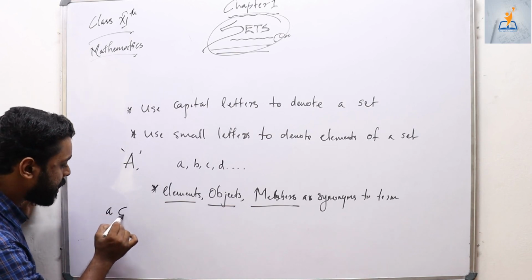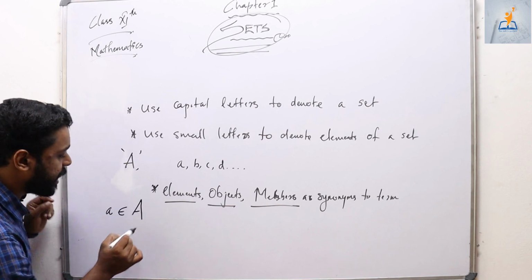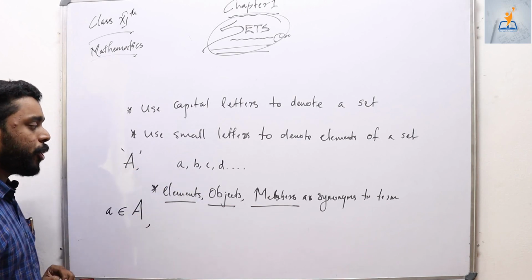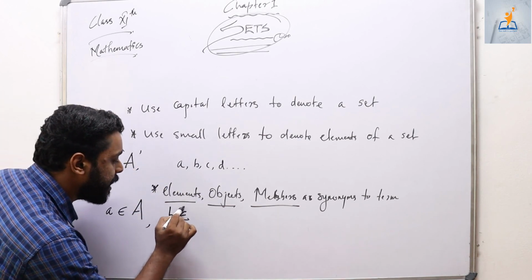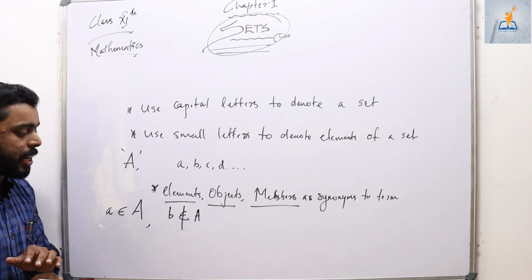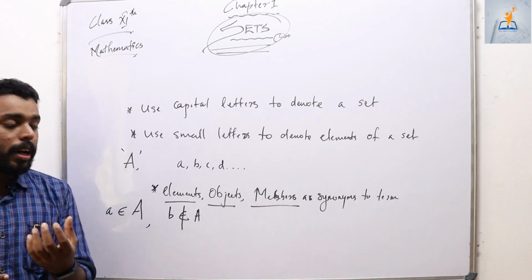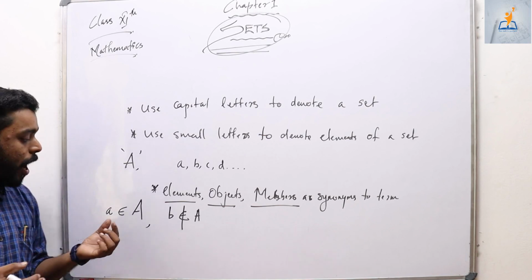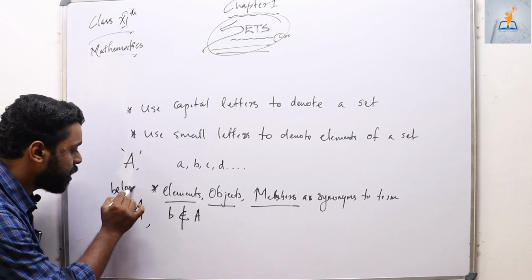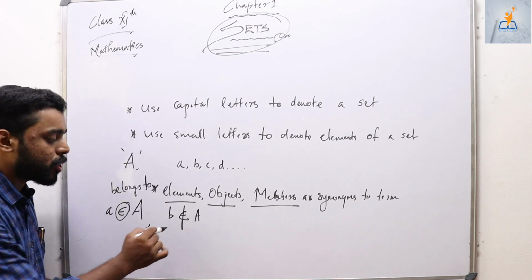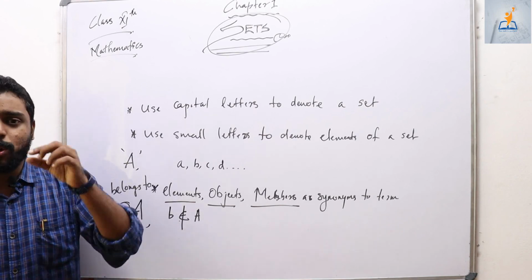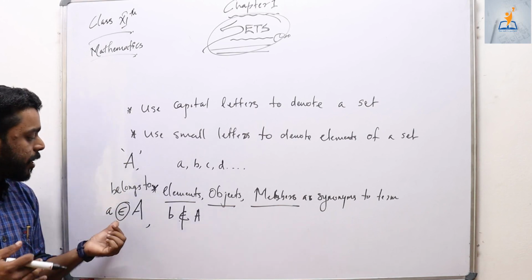Then we denote it as a belongs to capital A. We should read it as a belongs to capital A. And suppose that b is not an element of capital A, then we denote it as b does not belong to capital A. We should read it as b does not belong to capital A. So in order to denote that an element is in the set, we denote it as a belongs to. Read this symbol as belongs to, right? Belongs to, and this is not belongs to. So whenever we have to say that a point or a number is in a particular set, we can denote it like this.